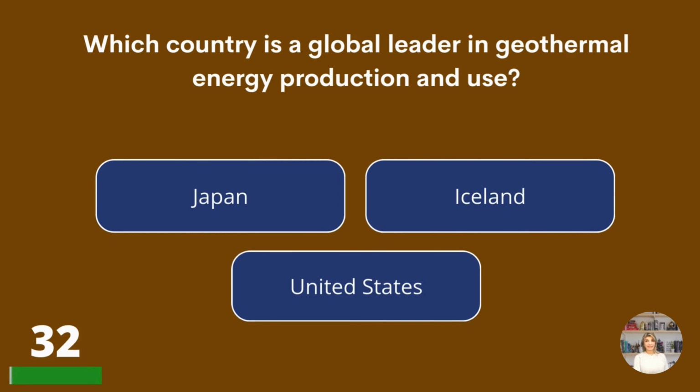Which country is a global leader in geothermal energy production and use? Japan, Iceland, or the United States?